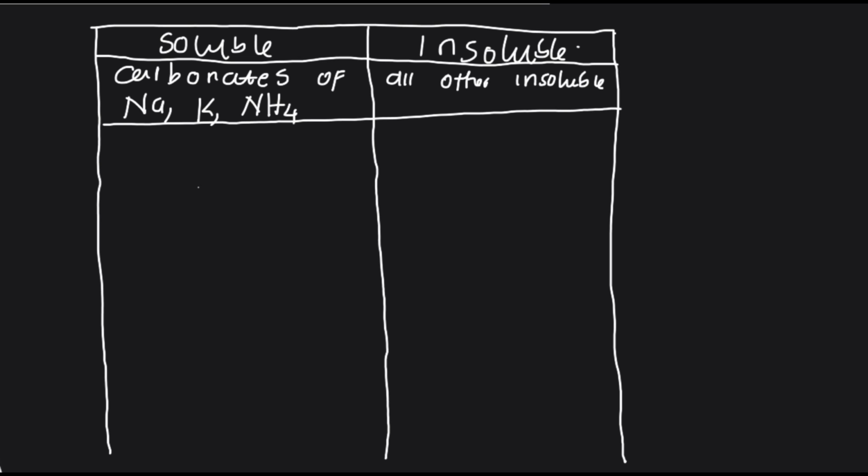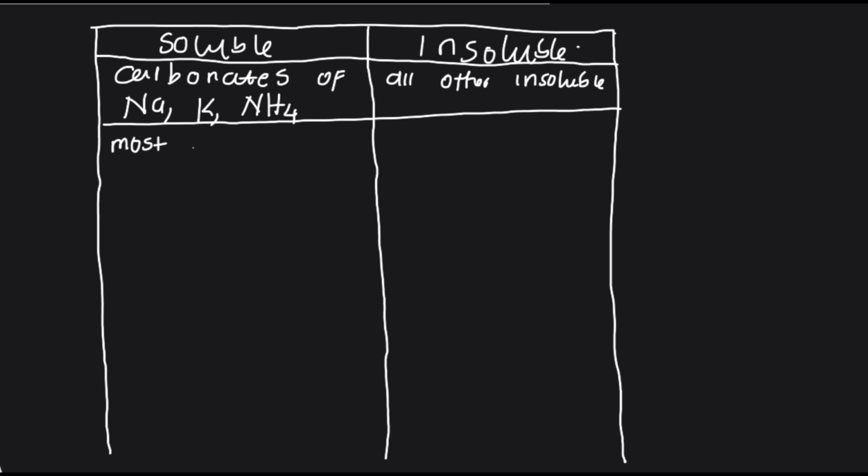So that is the first one with the carbonates. Now let's look at the chlorides, like salts that contain chloride, like we have sodium chloride, potassium chloride, calcium chloride, lead chloride. So now let's look at which chlorides are soluble and which ones are insoluble. So here we'll just say most.